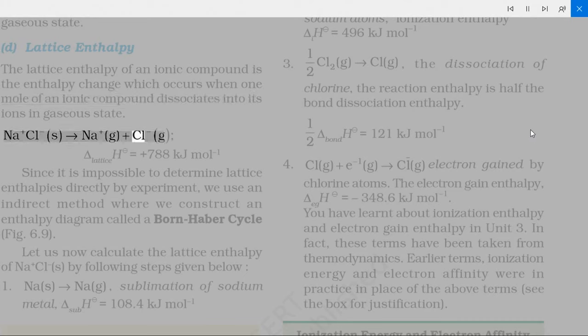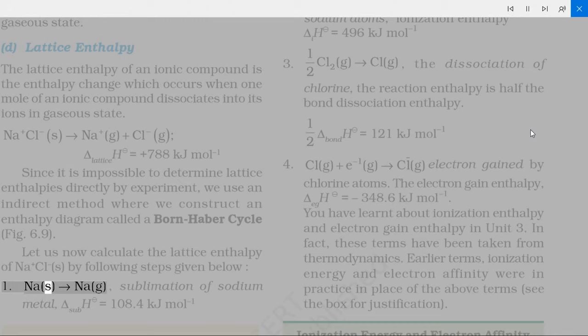NaCl(s) → Na⁺(g) + Cl⁻(g), ΔlatticeH = +788 kJ/mol⁻¹. Since it is impossible to determine lattice enthalpies directly by experiment, we use an indirect method where we construct an enthalpy diagram called a Born-Haber cycle, Fig 6.9. Let us now calculate the lattice enthalpy of NaCl(s) by following the steps given below.